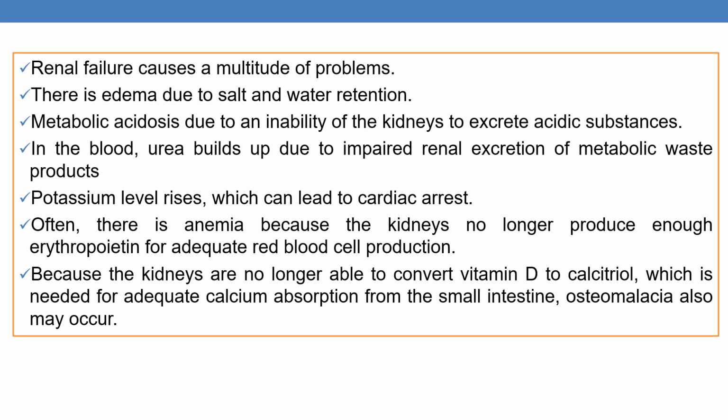Often there is anemia because the kidneys no longer produce enough erythropoietin for adequate red blood cell production. And because the kidneys are no longer able to convert vitamin D to calcitriol, which is needed for adequate calcium absorption from the small intestine, osteomalacia may also occur.